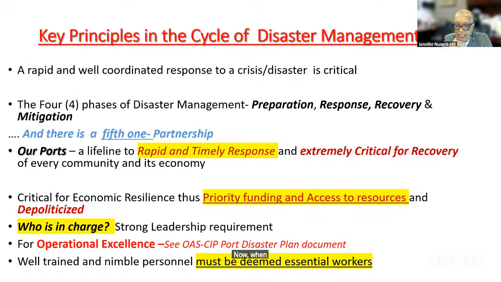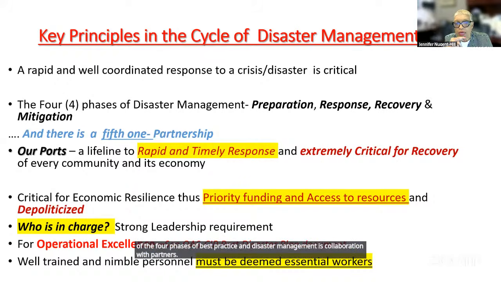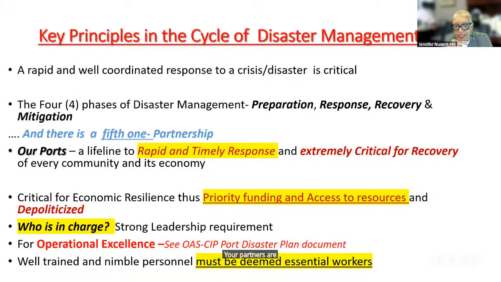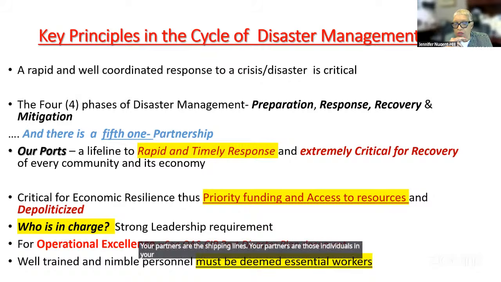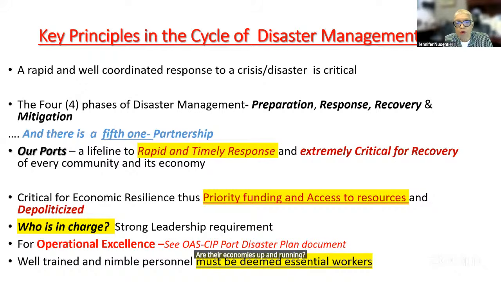Now, when Lieutenant Moyer mentioned collaboration, I want to state that what we see is that the fifth phase of the four phases of best practice in disaster management is collaboration with partners. Your partners are the private sector. Your partners are the shipping lines. Your partners are those individuals in your markets, in your location, that are dependent on you as a critical asset to get the markets or their economies up and running. Ports is a lifeline, and a rapid response mechanism is critical to the recovery.